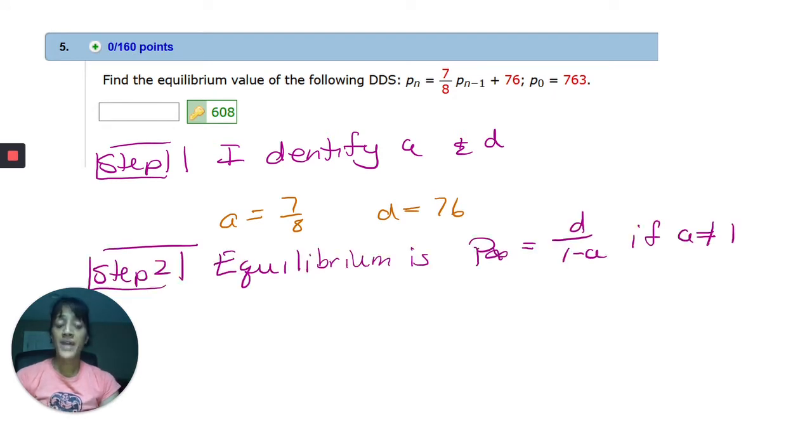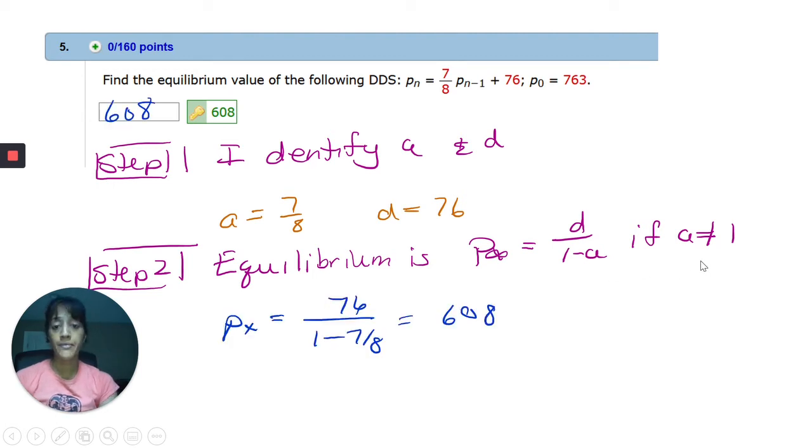The equilibrium value is given by a formula you're actually going to have memorized. I don't really remember this formula. I solve for it every time. So what I would do is put a P bar here for both, or an X here for both, and solve that equation. You're always going to get D divided by 1 minus A, as long as A is not 1. So A is not 1, A is 7/8. So I can crank it through this formula and I get 608 up here.